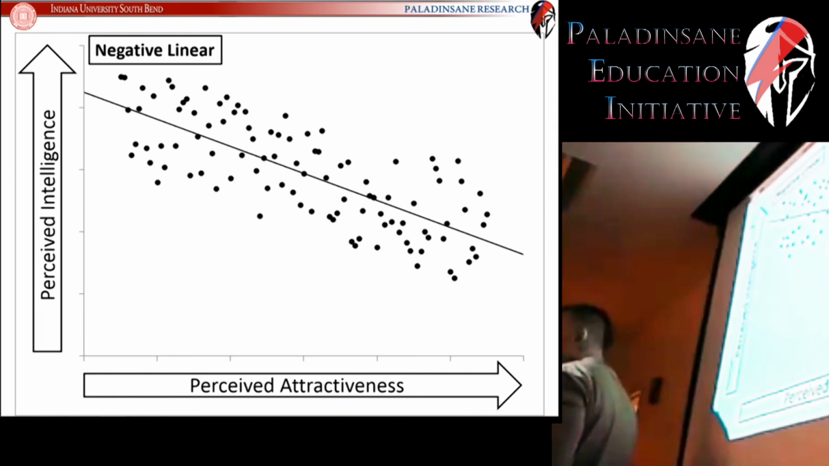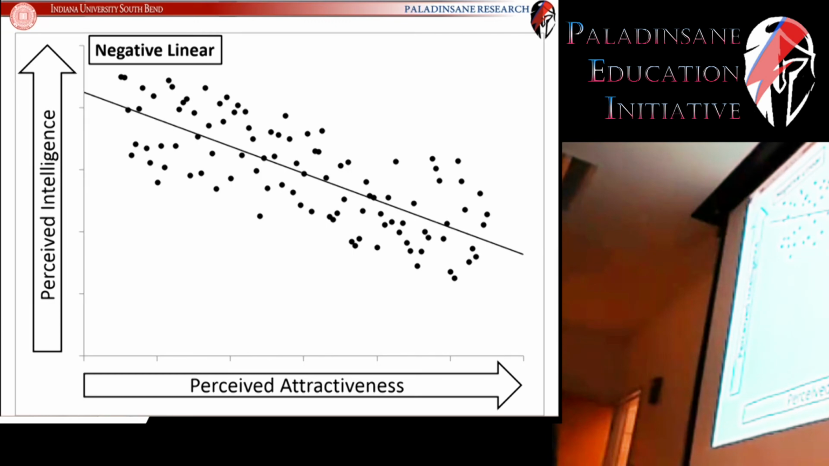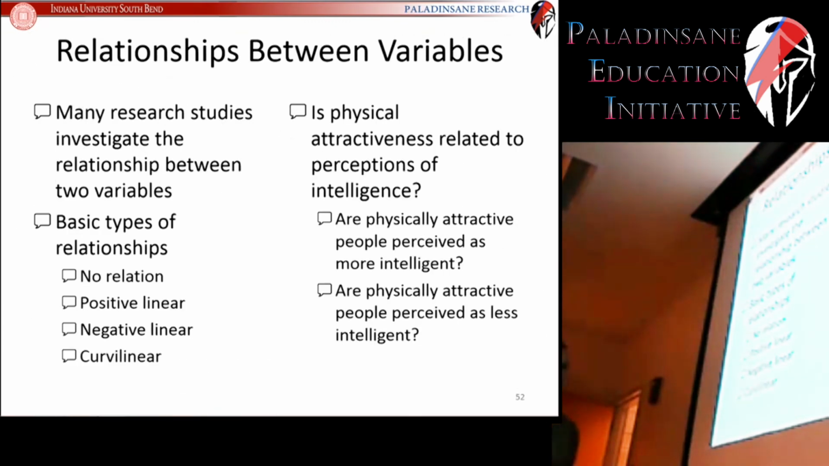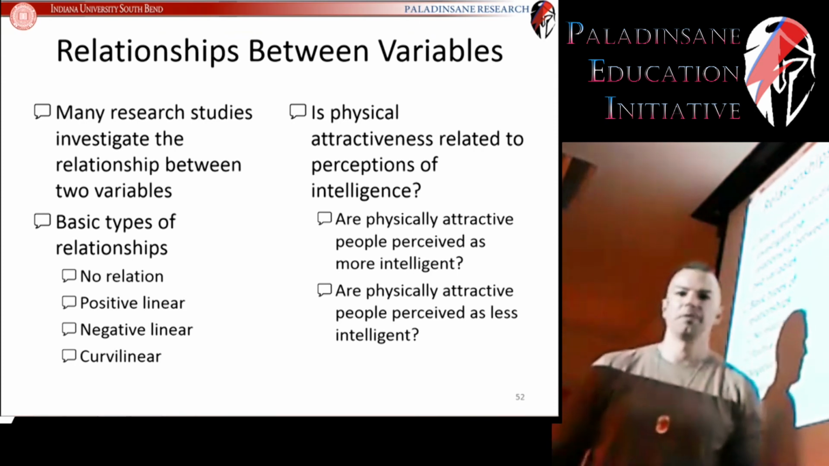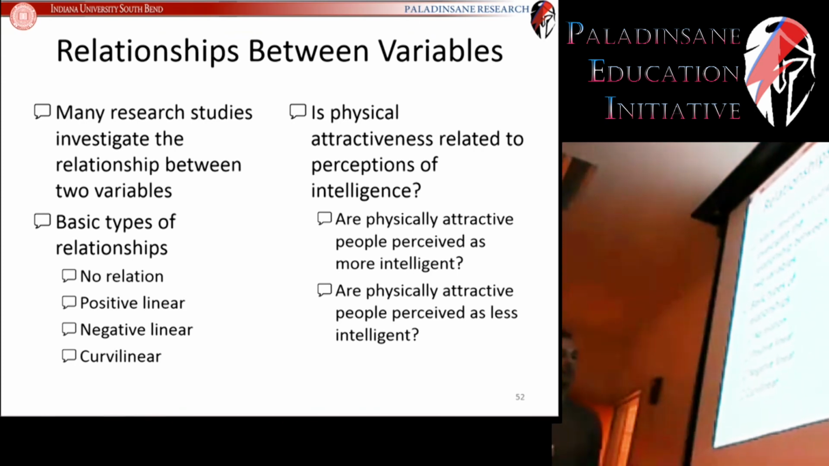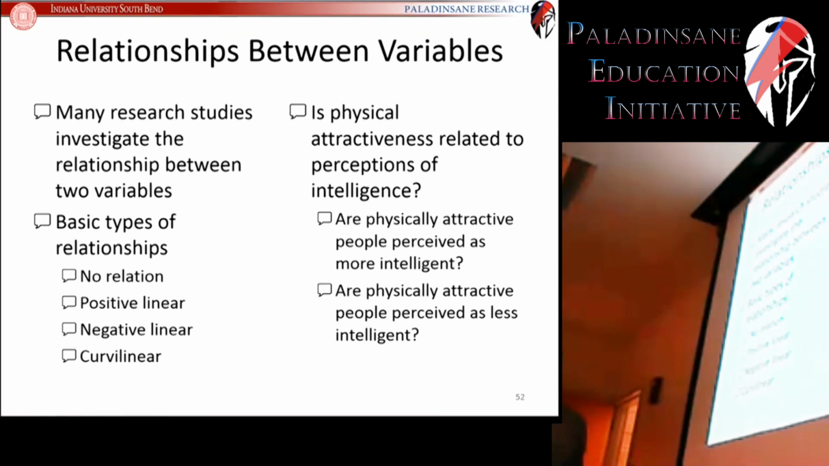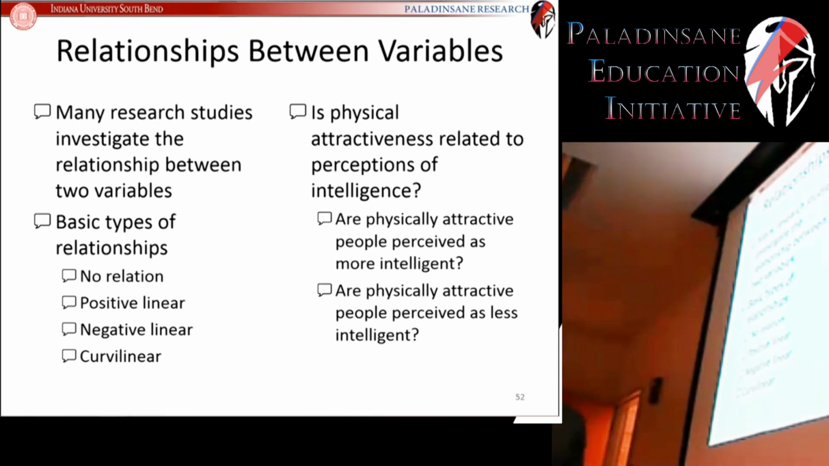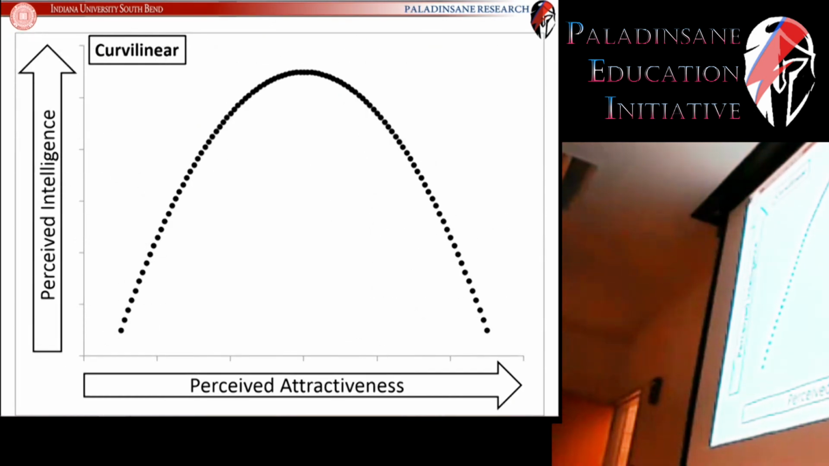All right, so those are the first three. We got one more to make you aware of, and that is the curvilinear relationship. And the curvilinear relationship is the not straight line relationship. So these ones here were all best described by a straight line. Curvilinear is something like this.